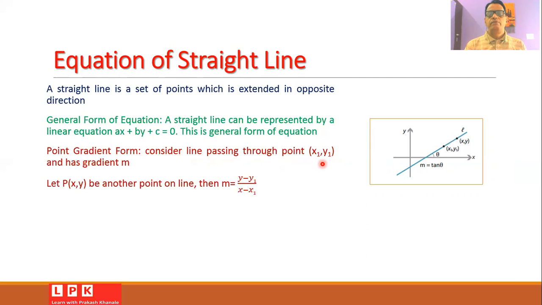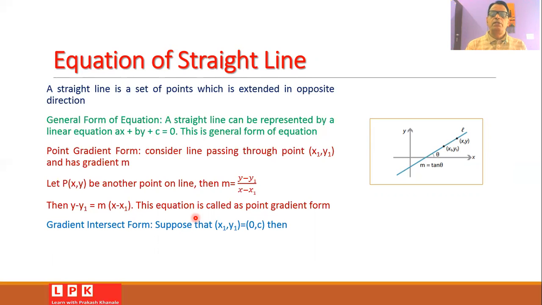Then in that case, we can consider the point P, which is another point on the line, and then we can write m is equal to y minus y1 divided by x minus x1. Therefore, we can rewrite this equation as y minus y1 is equal to m into x minus x1. And this is the equation of the straight line. This form of the equation is called the point gradient form.